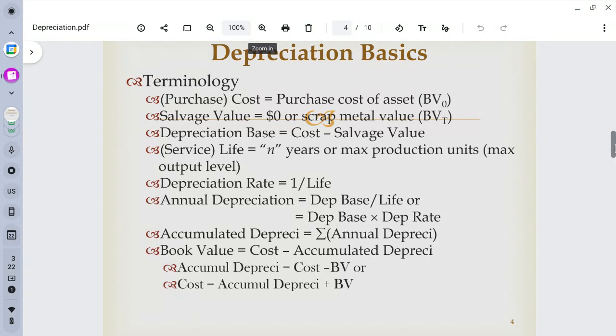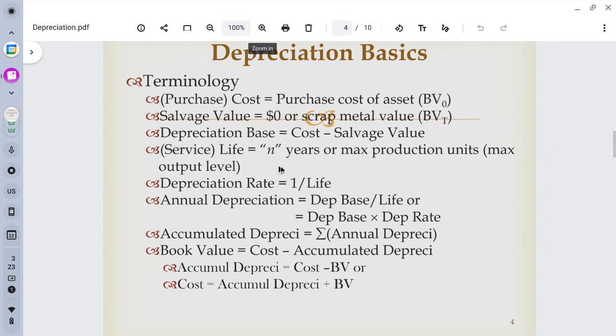So cost means purchase cost, so book value at time zero. And salvage value is the value at terminal time, the book value at terminal time after full depreciation. So salvage value would be either $0 or scrap metal value. The depreciation base is the amount that gets depreciated, so that's basically cost minus salvage value. Okay? So if the salvage value is zero, the full asset book value at zero, or purchase cost, is depreciated.